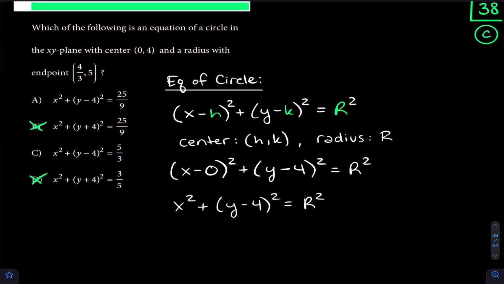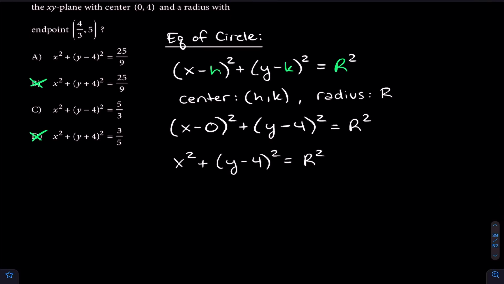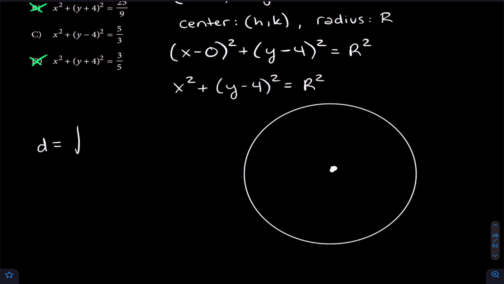So let's find out. We know one of the endpoints of the circle, so we can use the distance formula. Because, just drawing a picture here, they gave us the center of the circle and they gave us a point on the circle. So if we determine that distance, which we'll call D here, D is R. That's the radius of the circle. So actually I'll call it R.